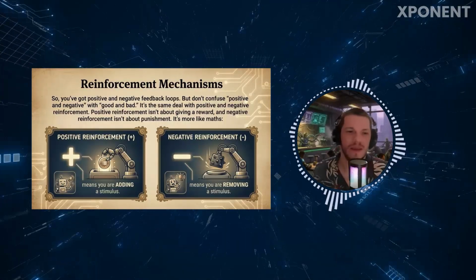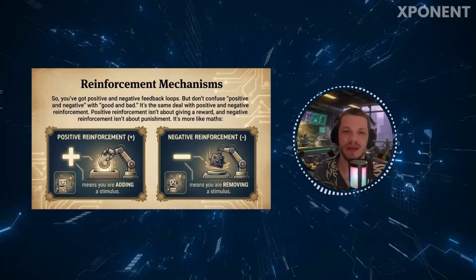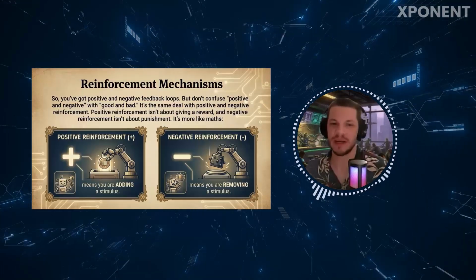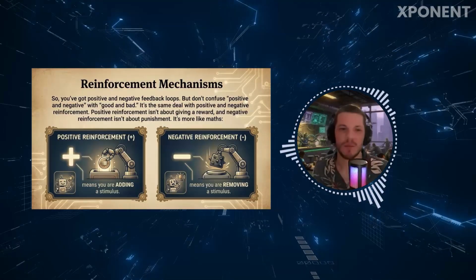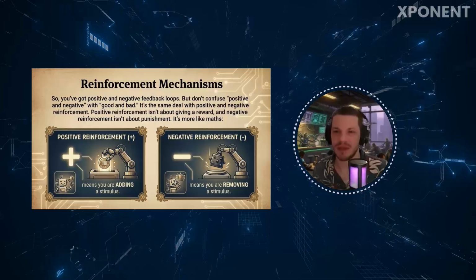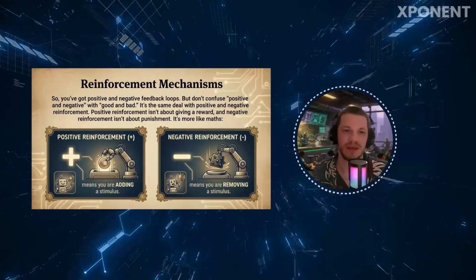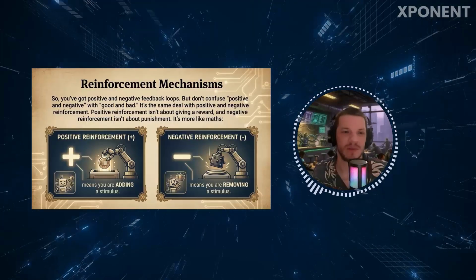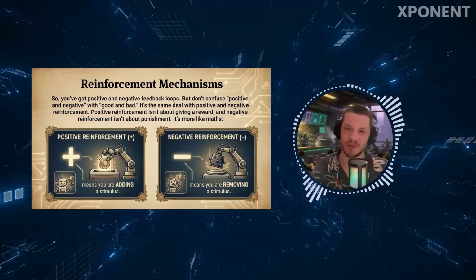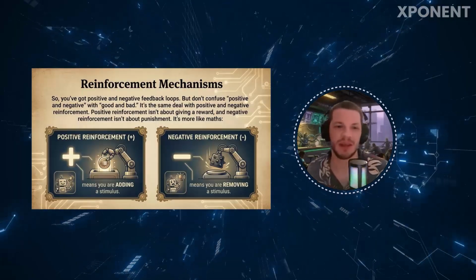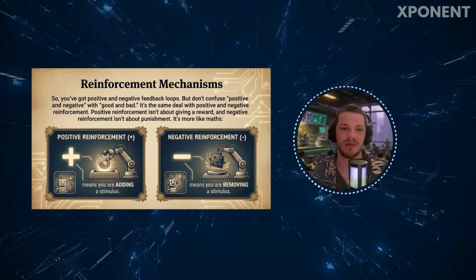It's the same with positive and negative reinforcement. So you've got positive reinforcement, and it's about giving a reward, and negative reinforcement isn't about a punishment. It's more like maths. With positive reinforcement, you're adding stimulus. With negative reinforcement, you're subtracting, you're removing stimulus. That's probably where the confusion comes from, because normally we add rewards, positive, and we remove pain, negative. But it doesn't have to be a good thing to be positive reinforcement.